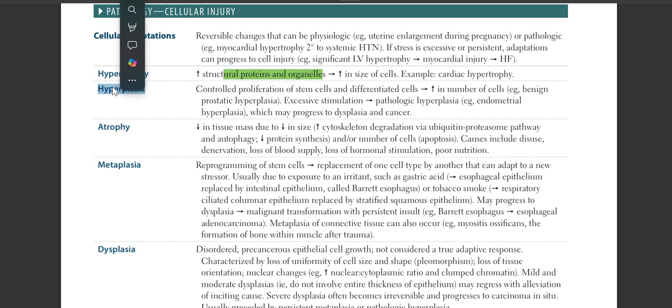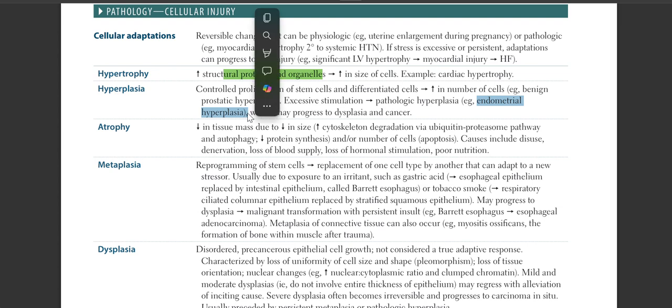Now, this one here is actually interesting, endometrial hyperplasia. The endometrium is dependent on estrogen. Whenever you have estrogen, the endometrium grows in size. Now, what if I give the endometrium too much estrogen? It will increase in size.